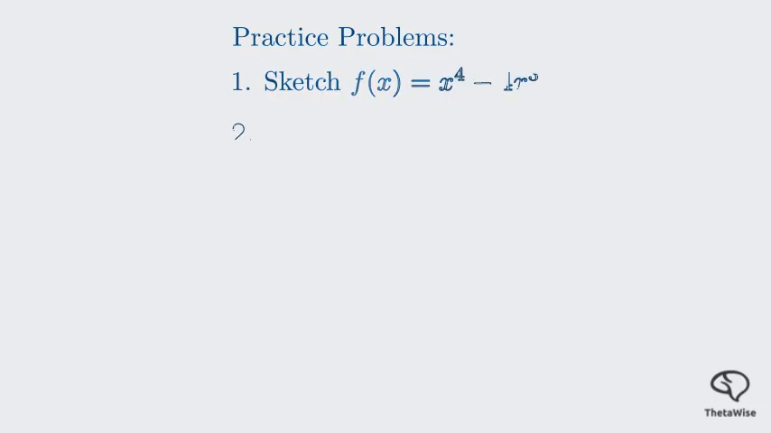The first function is f of x equals x to the 4th minus 4x cubed. The second is f of x equals 1 over (x squared plus 1). Remember the steps. Find the domain and intercepts. Find the first derivative for increase/decrease and local extrema. Find the second derivative for concavity and inflection points, and then sketch the graph. Good luck. Welcome back. Let's go through the solution for the first practice problem.